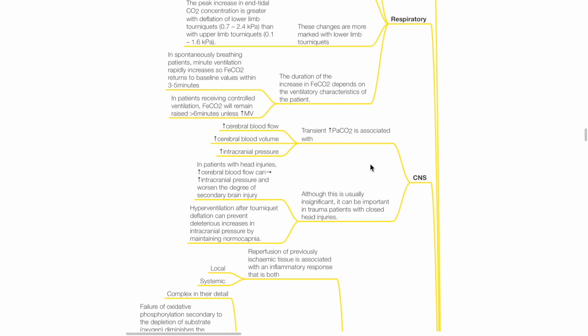CNS effects. Transient increase in PaCO2 is associated with increased cerebral blood flow, cerebral blood volume, and intracranial pressure. Although this is usually insignificant, it can be important in trauma patients with closed head injuries. In patients with head injuries, increased cerebral blood flow can increase intracranial pressure and worsen the degree of secondary brain injury. Hyperventilation after tourniquet deflation can prevent deleterious increases in intracranial pressure by maintaining normal capnia.